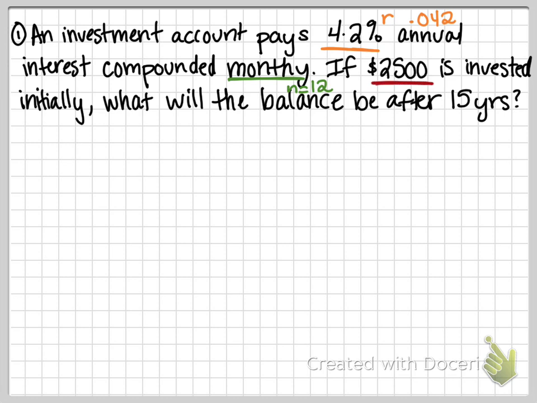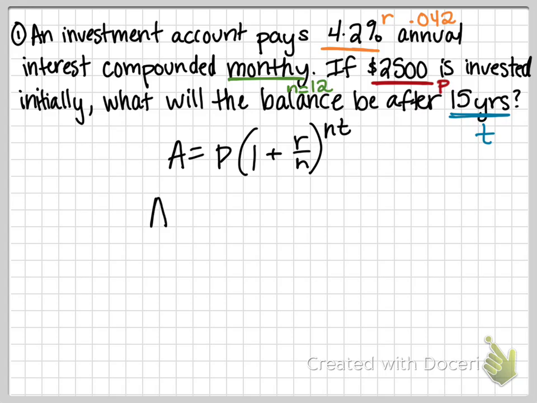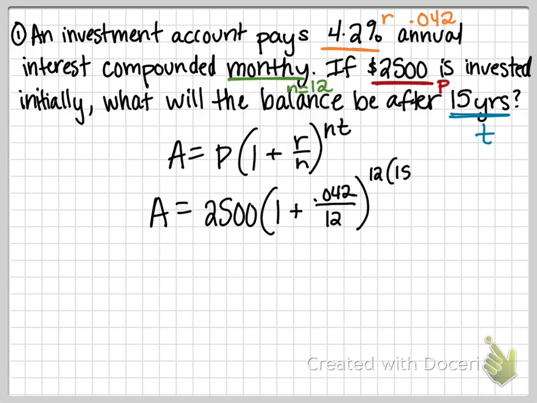2,500 invested initially. What's that going to be? Principal. Yep, that's our initial. And then it says, what will the balance be after 15 years? What's 15 years? Time. So now we're going to plug all this in to our formula. P times 1 plus R over N to the NT. And then we just plug in what we know. A equals the principal, 2,500, times 1 plus R, 0.042, over 12, to the 12 times 15.